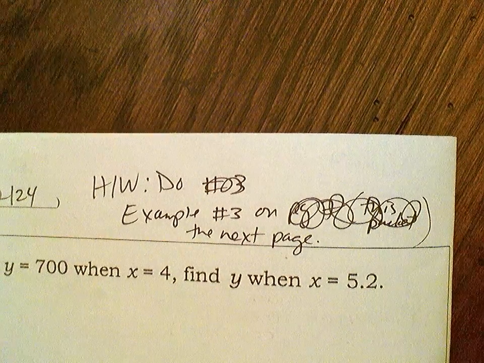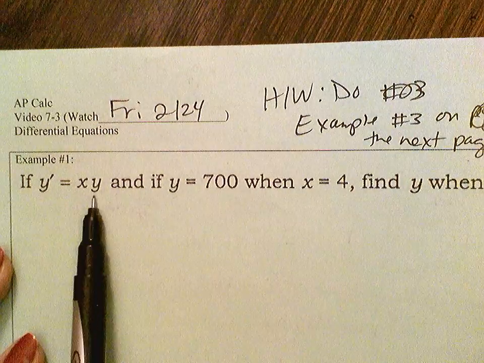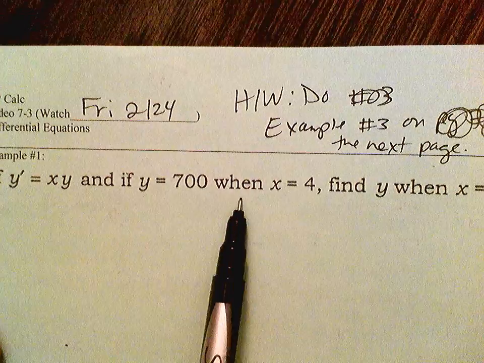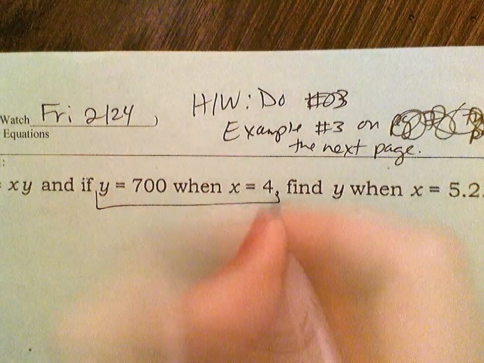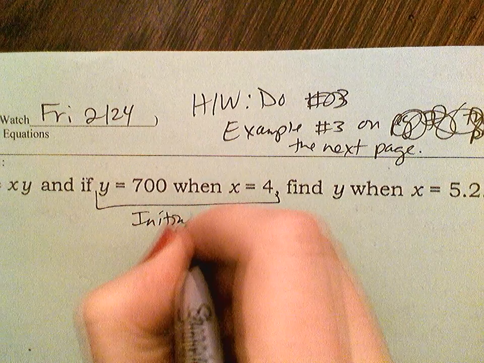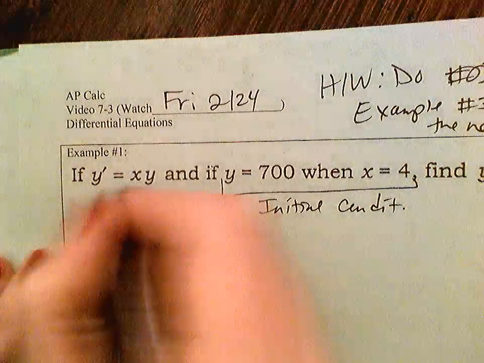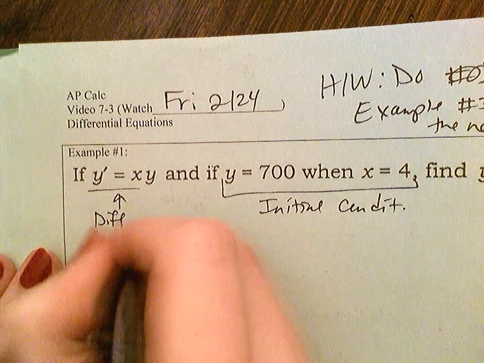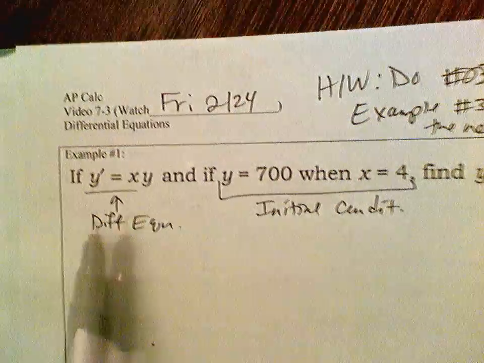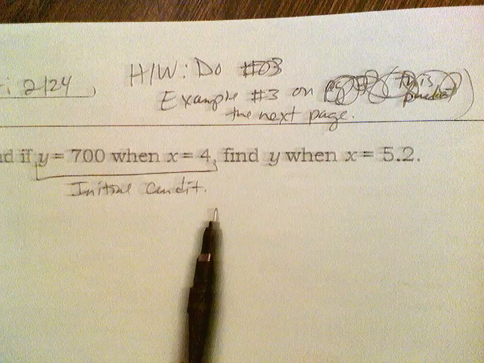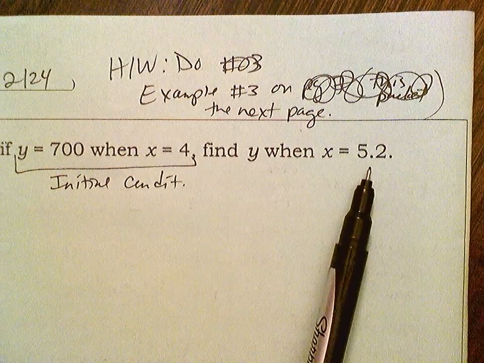We're going to do these first two examples. So differential equations, example number 1. We've got y prime equals xy, if y equals 700 when x equals 4. This is called the initial condition. All right, this is a differential equation because it's an equation with a derivative involved. We have an initial condition, and then they're saying to us find y when x equals 5.2.